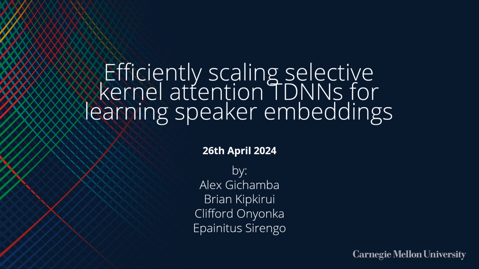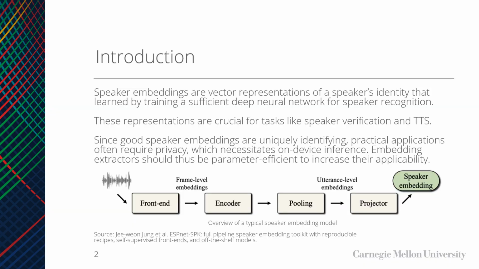So our work is focused on efficiently scaling selective kernel attention TDNNs for learning speaker embeddings. Speech tasks such as text-to-speech and speaker verification require speaker embeddings. Speaker embeddings are vector representations that uniquely identify a speaker. The diagram you see below shows a typical speaker embedding model.